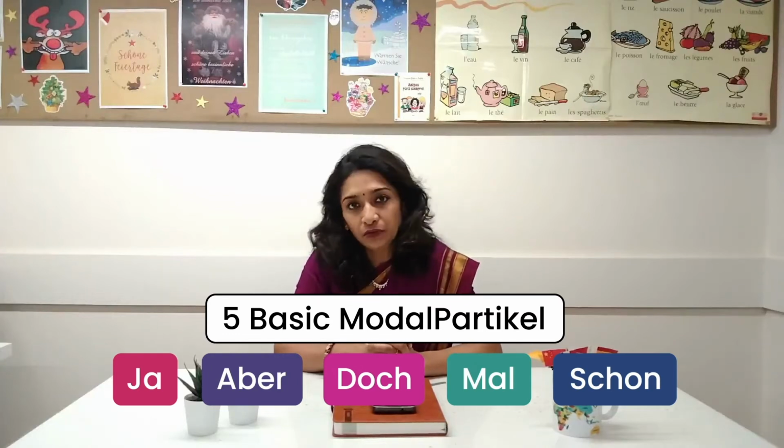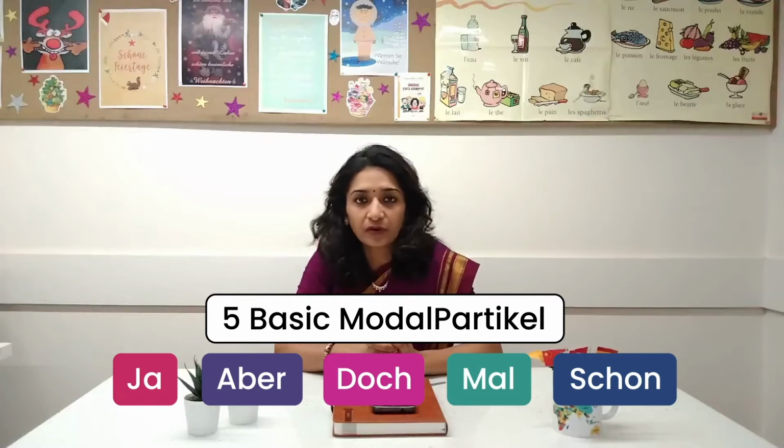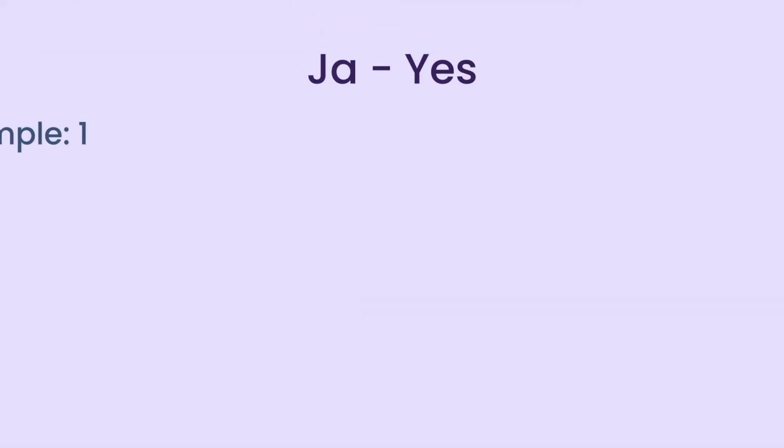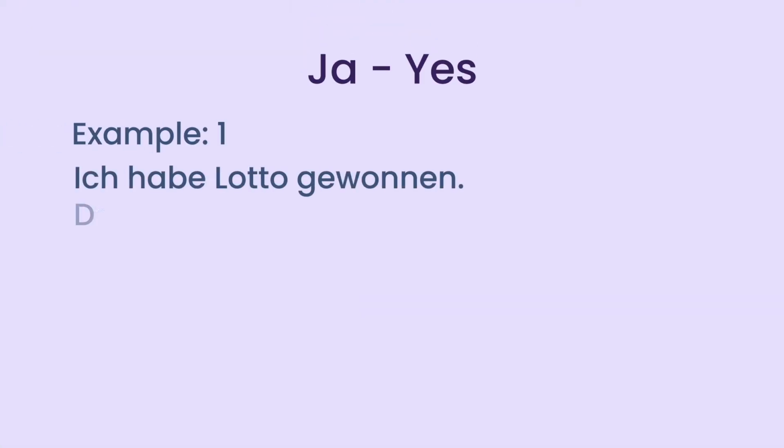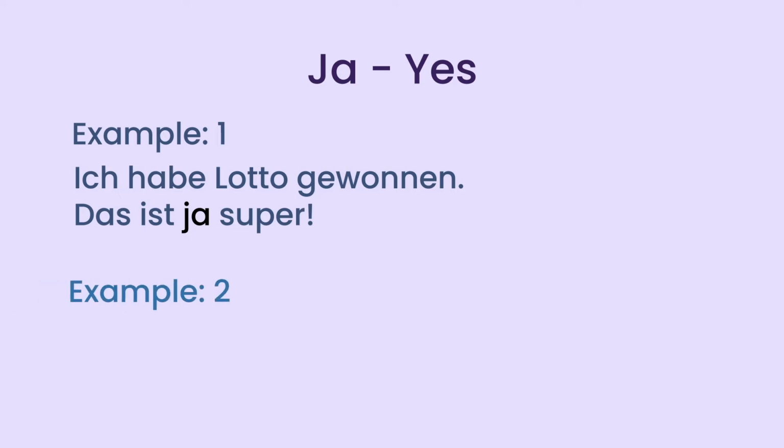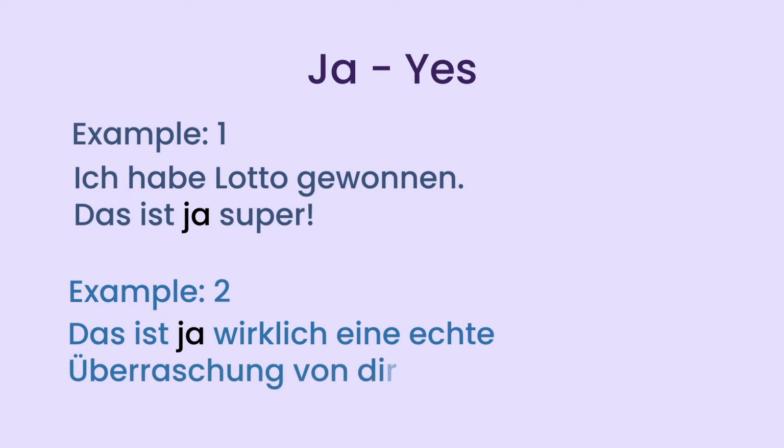These words are probably not new to anybody who is learning German. You have come across this, and very commonly ja, because ja is yes in German, right. Let us see the application as Redepartikel. When it is used in a sentence, it is more to emphasize something which is known or understood. Let's see this with an example. Ich habe Lotto gewonnen. Das ist ja super. Das ist ja wirklich eine echte Überraschung von dir.